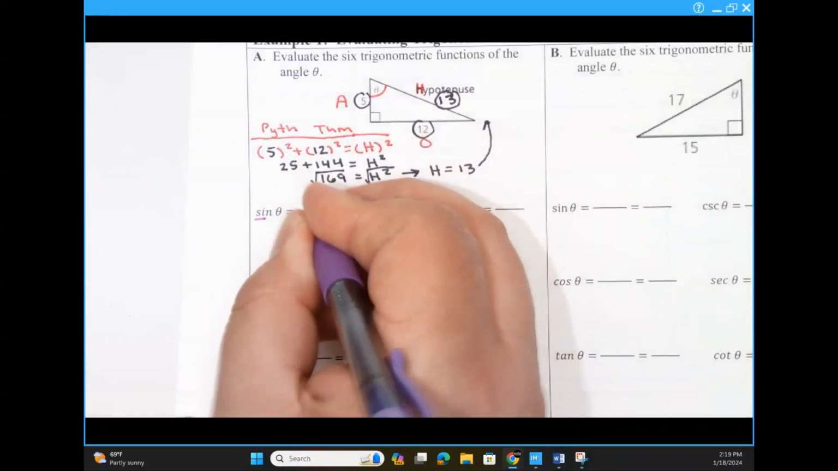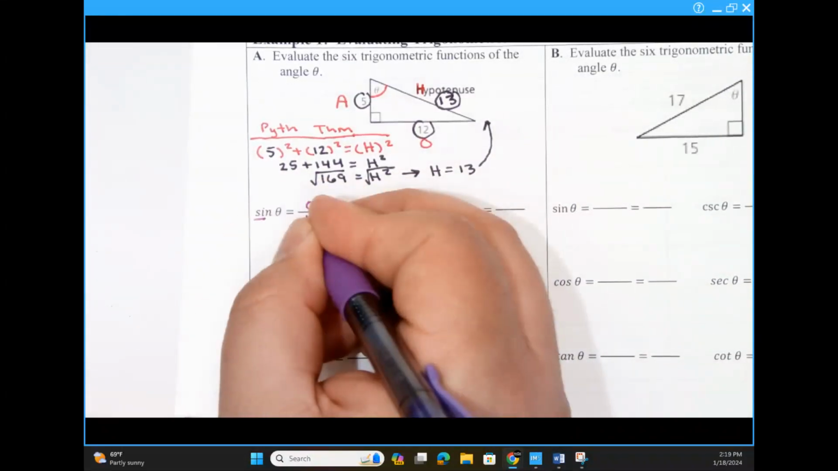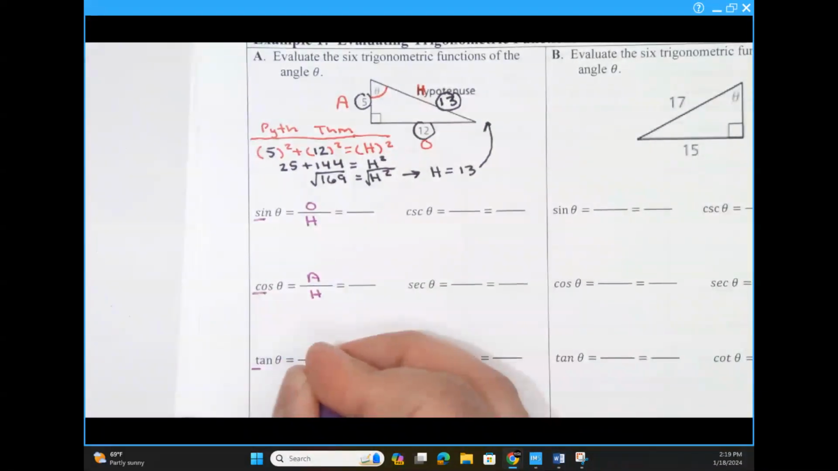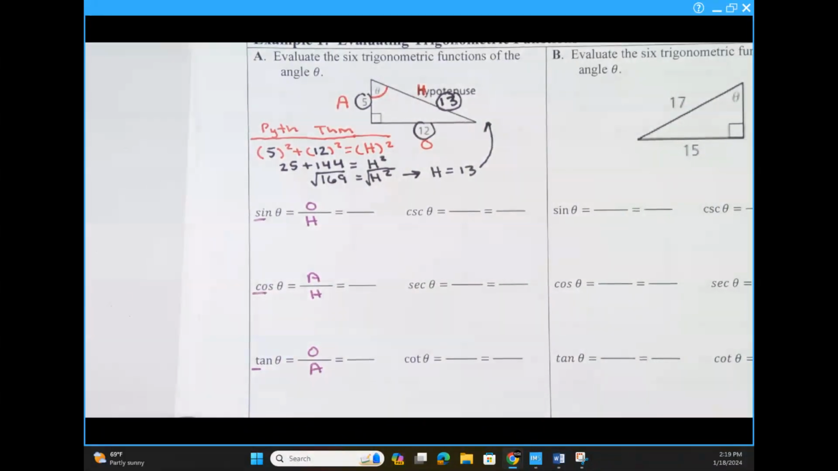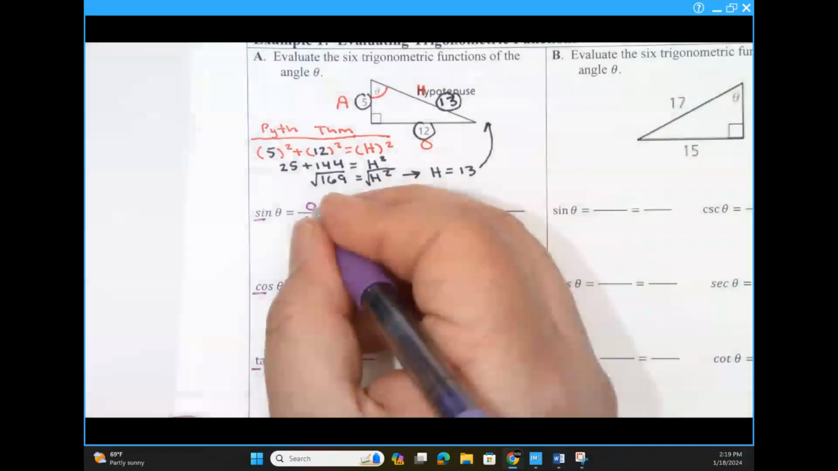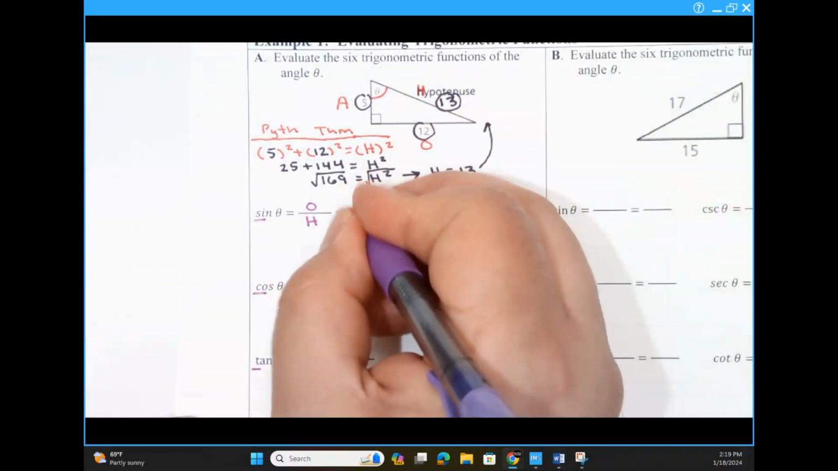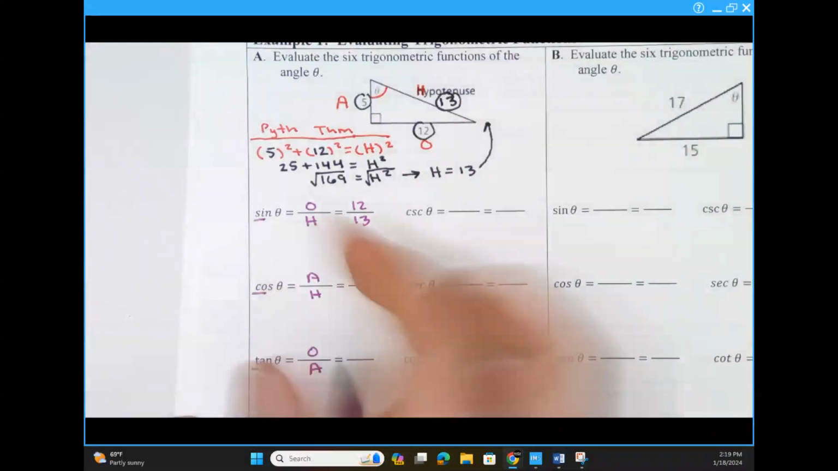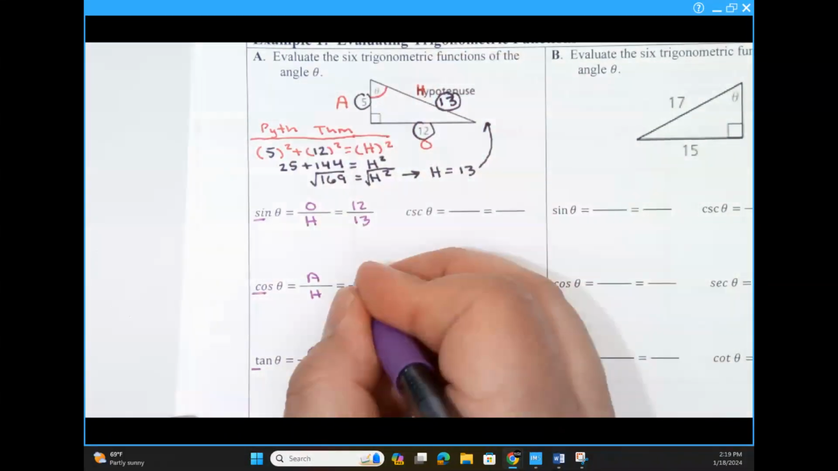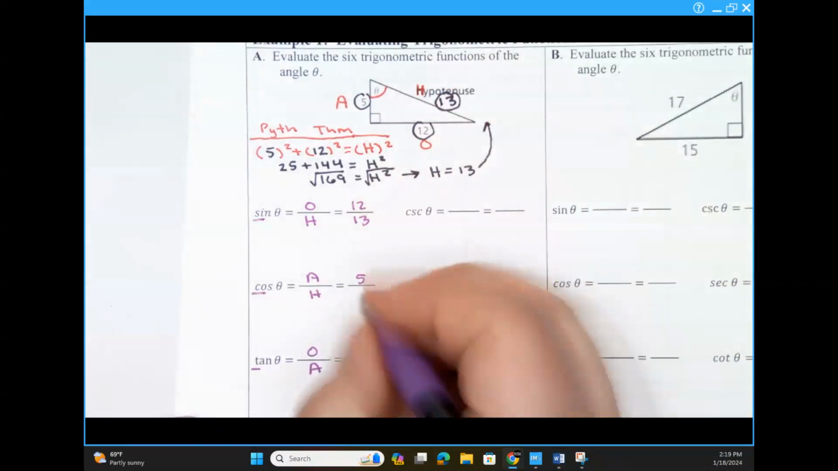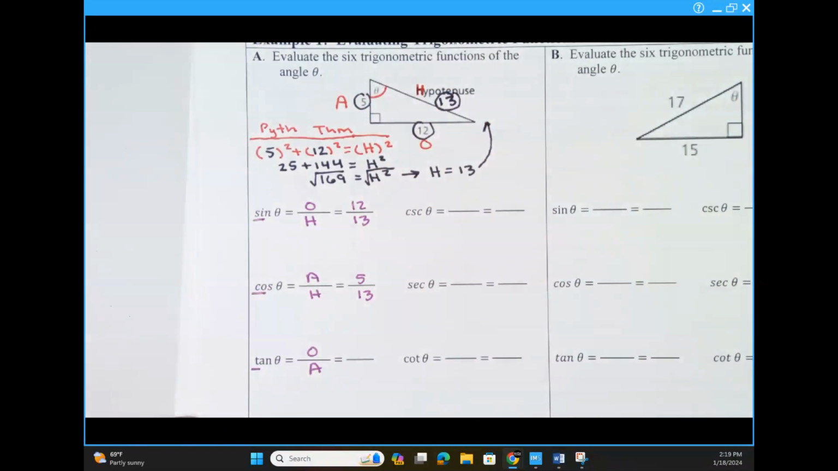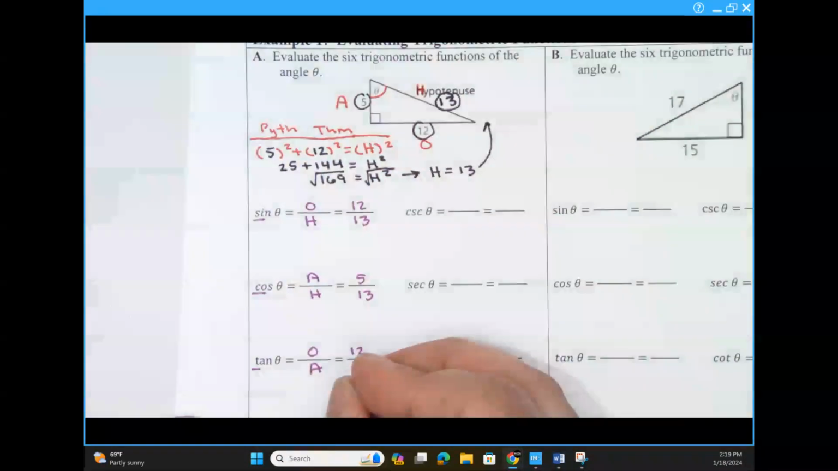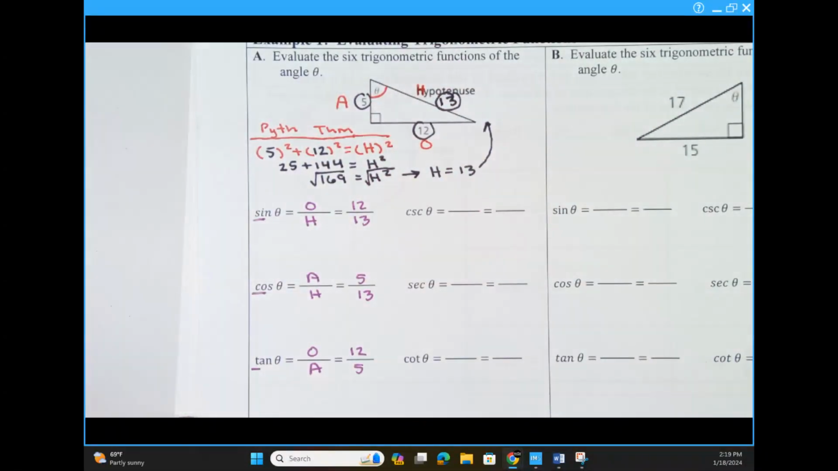Sine, opposite over hypotenuse. So, SOH CAH TOA. There it is. So then, let me bring in the numbers. The O is 12. The H is 13. Done. Cosine. The A is 5. The H is 13. I'm just putting the numbers where they belong. The O is 12. The adjacent is 5. There it is, ready. And I'm done.